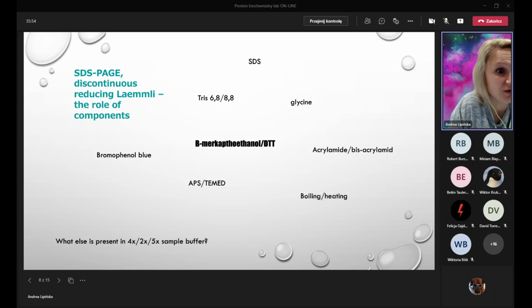You should know at least this system. So SDS-PAGE, standard SDS-PAGE, which is discontinuous reducing Laemmli. Okay, so why is it called discontinuous, and of course why is it called reducing in the presence of SDS? So why is it called discontinuous electrophoresis? Because we have the resolving gel and the stacking gel? Yes, just because we have those different pH conditions. Okay. And why is it called reducing?